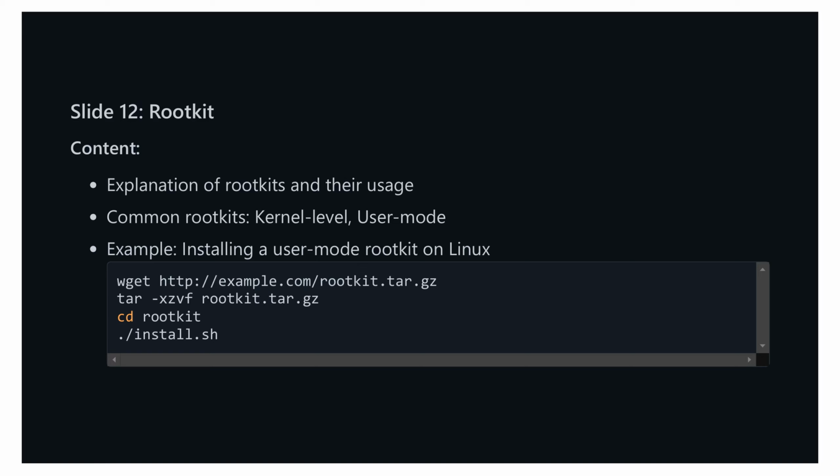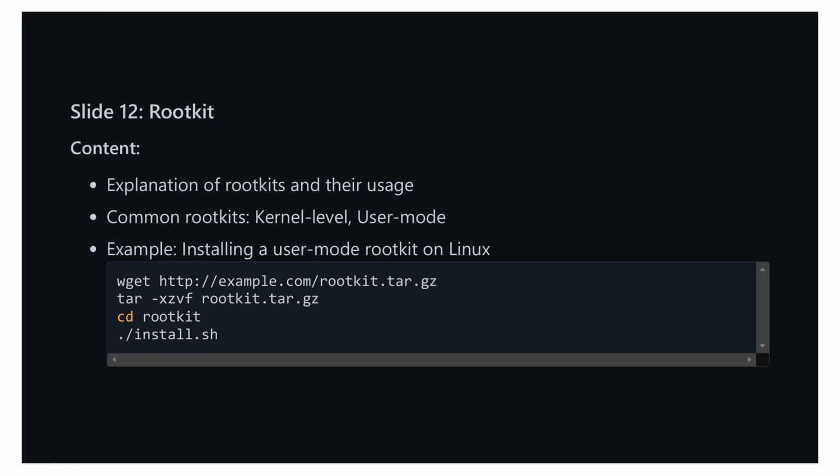Rootkits are a type of malicious software designed to grant unauthorized users access to a computer system while concealing their presence or the presence of other malware. They are often used in conjunction with other forms of malware such as Trojans, which we discussed in the previous slide. There are two primary types of rootkits that we need to be aware of: kernel-level and user-mode rootkits.